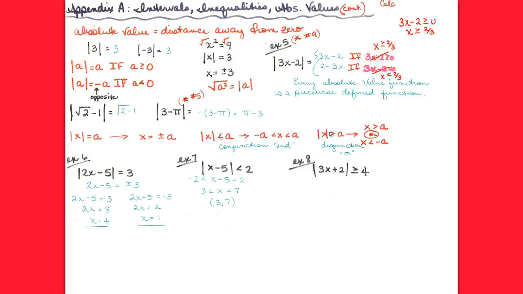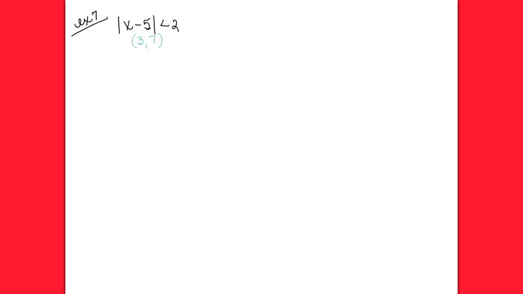All right, example 8, is that a conjunction or a disjunction? Disjunction, because it looks like a D. So for this one, again, use that same little shortcut.